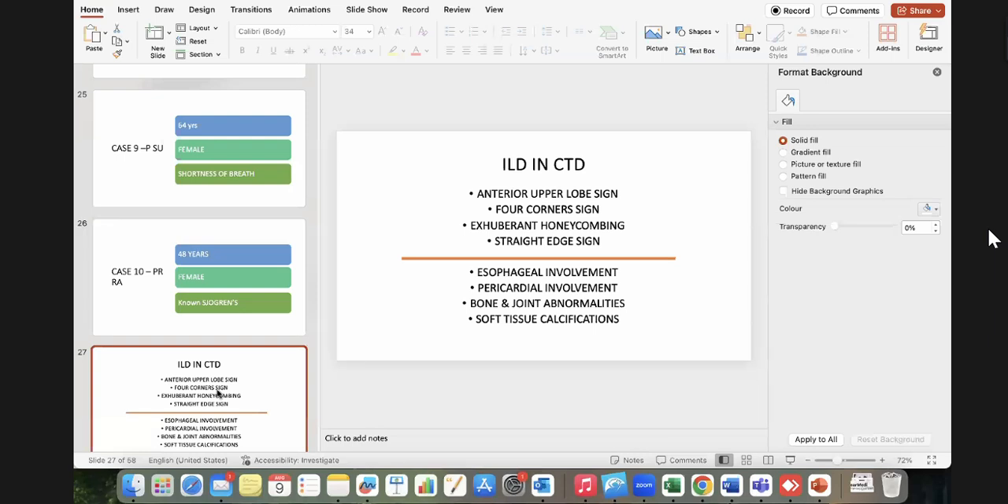And while looking at each scan, you should look at esophageal involvement, pericardial involvement, bone and joint abnormalities. Remember, very common in RA, and soft tissue calcification, and you could add lymph nodes to this list. Even though HRCT are plain scans, you should always try to look at the mediastinal window for lymph nodes. They could give you a clue. So this is about ILD in CTD. You should be mindful of this.